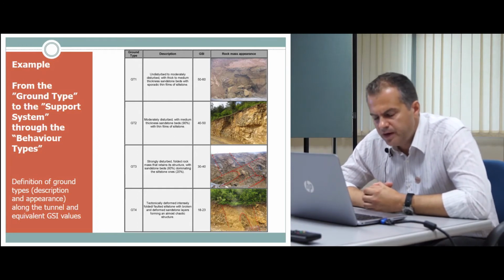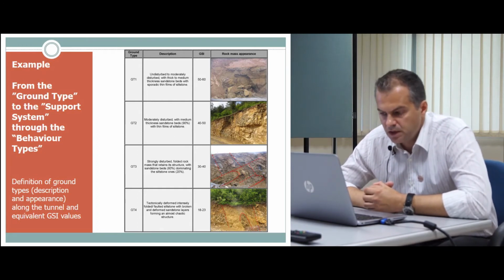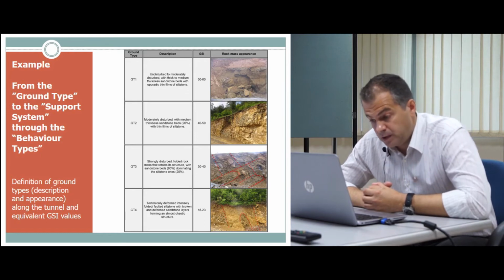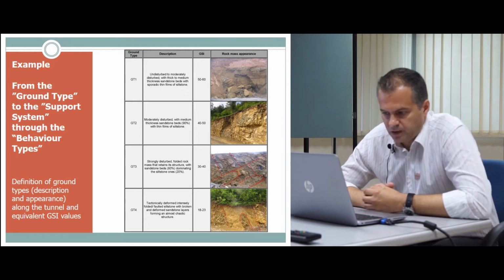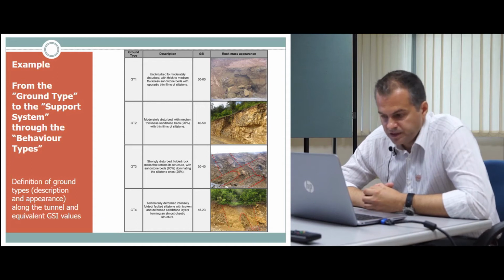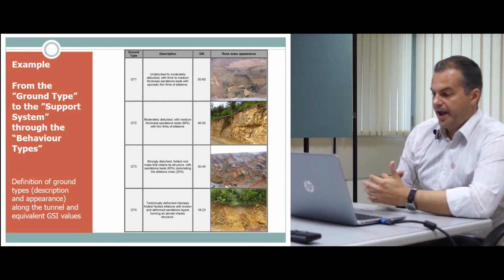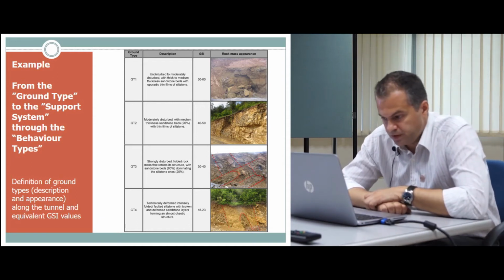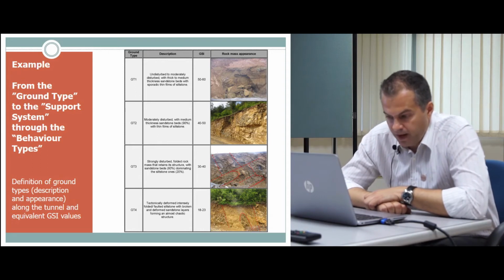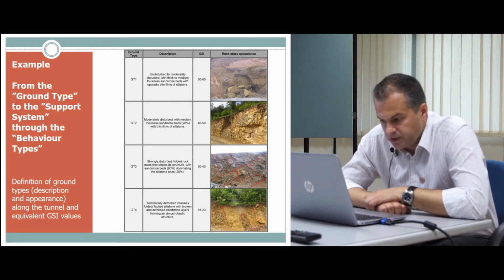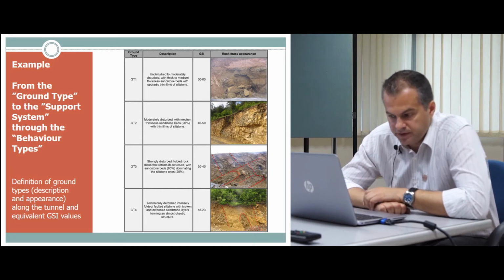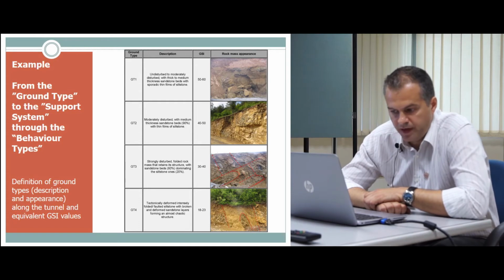The ground type 3, we have a folded rock mass, so the rock mass is strongly disturbed, a folded rock mass that retains, of course, its structure with sandstone beds, again dominating the siltstone ones, 80% sandstones to 20% of siltstones. And the last ground type is ground type 4, where we have tectonically deformed, intensely folded siltstone with broken and deformed sandstone layers, forming an almost chaotic structure.